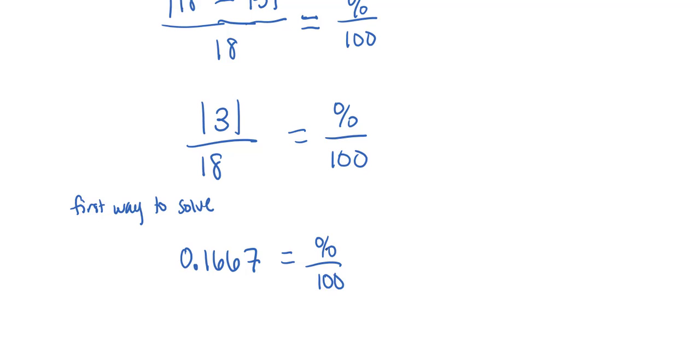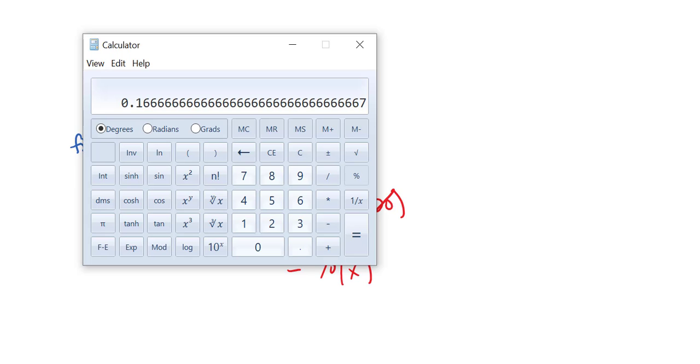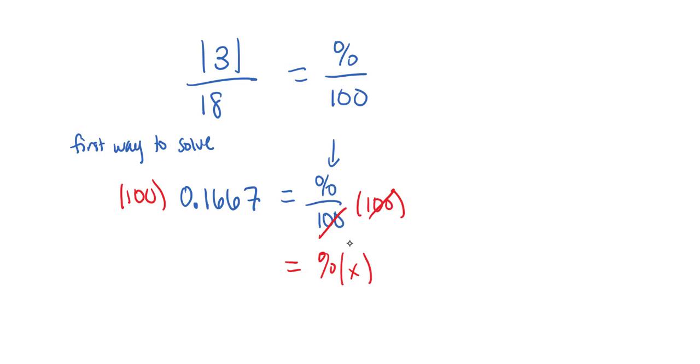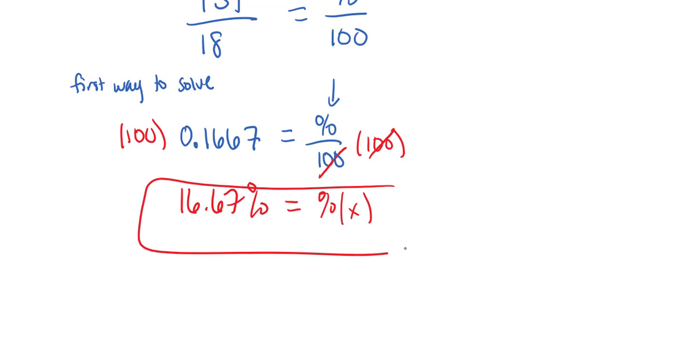Now this is our variable right here. So in order to get that by itself, we can just multiply both sides by 100. Now we're left on the right-hand side with the percent, the variable. We can just say x, which is our percent. And then we multiply this side by 100, and we get 16.67%, because this would now be our percentage decrease.